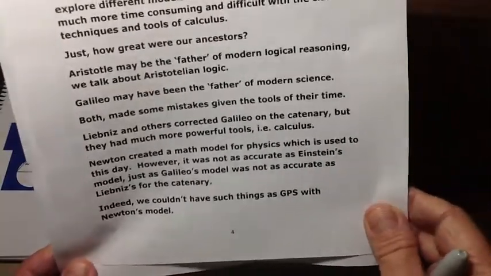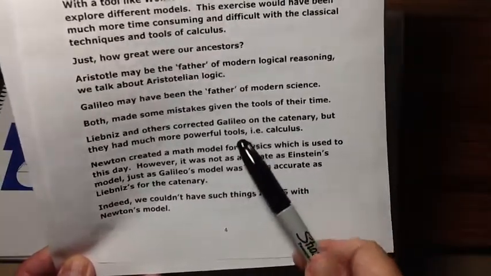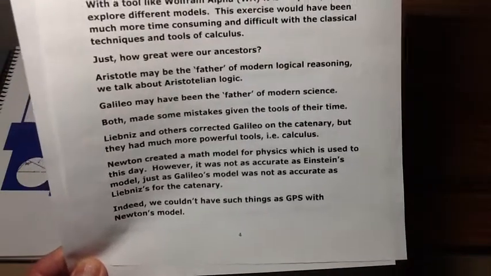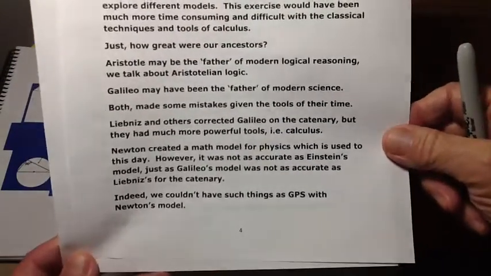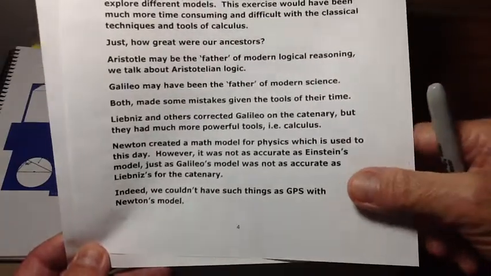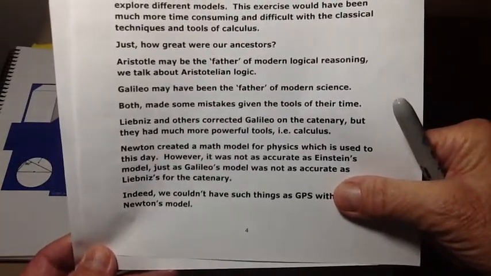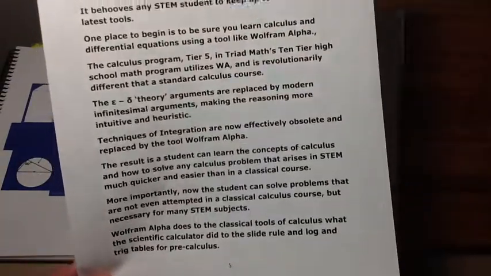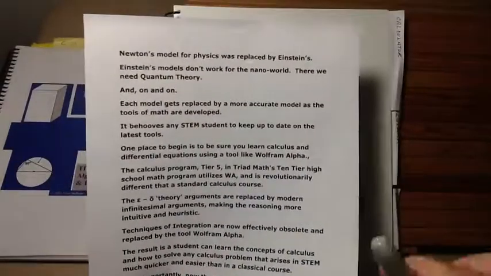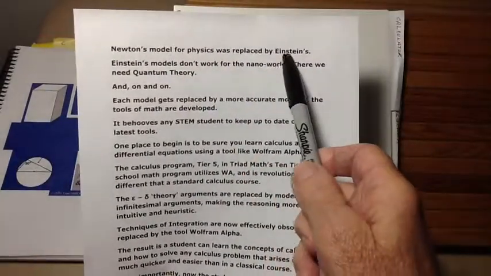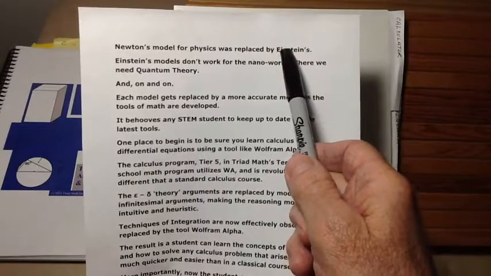And as a matter of fact, Newton went ahead and created a math model for physics, which is used even to this day for what I would call standard ordinary engineering. However, you couldn't do something like a global positioning system, GPS, today with Newton's model. Newton's model was replaced by a more accurate model by Einstein in the early 20th century.